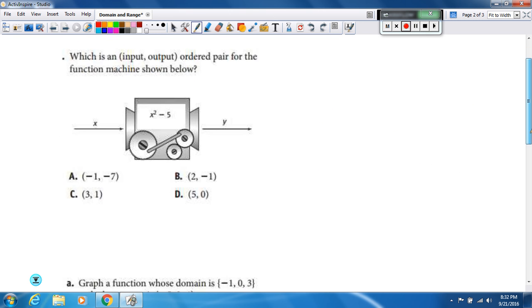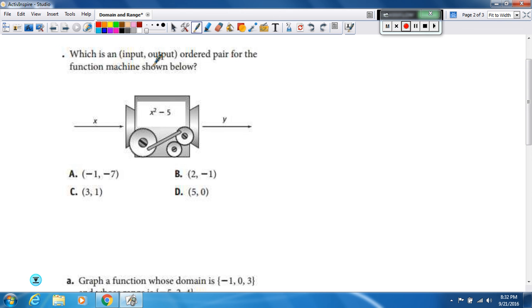Okay, the function machine, which is an input-output ordered pair for the function machine below. So because these are all capital letters here, it's a multiple choice question. You want to take each one, and remember, this is X and this is Y, and you're putting X in and you're getting Y out. So you want to take the first one. I'm just going to do each of these one at a time. X squared minus 5. I'm going to put in -1 and see if I get -7.